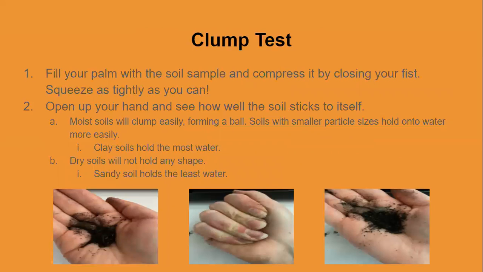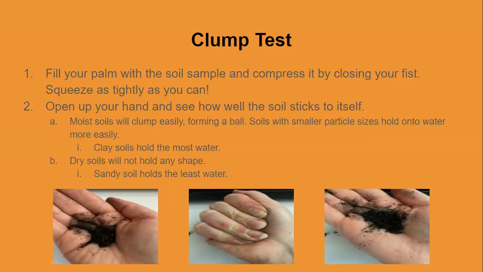The next is the clump test. Fill your palm with the soil sample and compress it by closing your fist. Squeeze as tightly as you can, and then open up your hand to see how well the soil sticks to itself. So the better that the soil sticks to itself, that means that there's more water in the soil. Moist soils clump easily and form a ball. Soils with smaller particle sizes tend to hold onto water more easily. So clay soils hold the most water. So clay have smaller particle sizes.